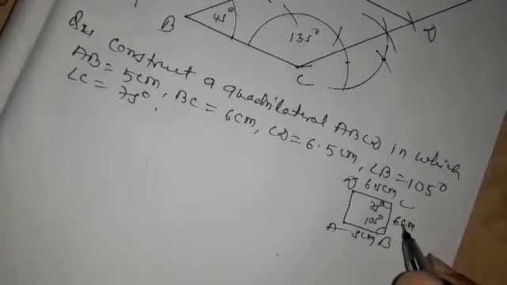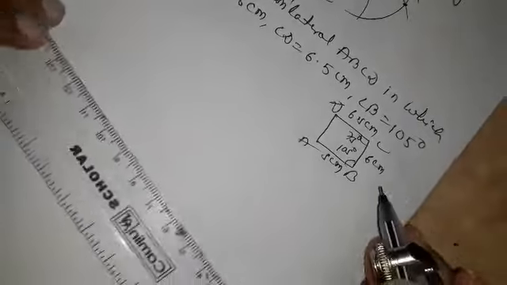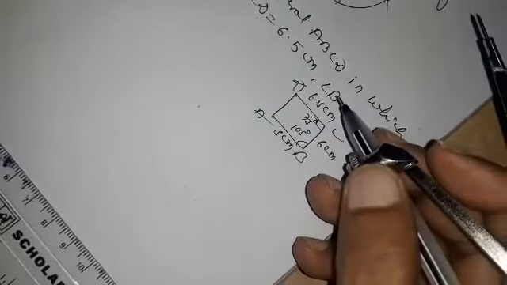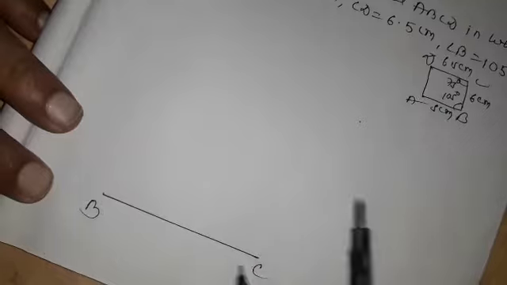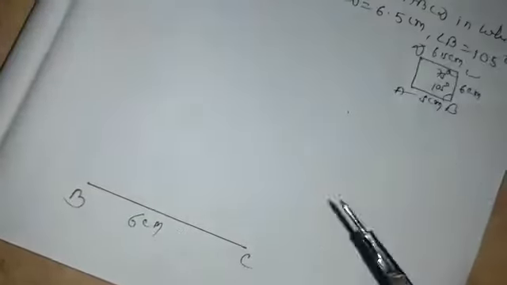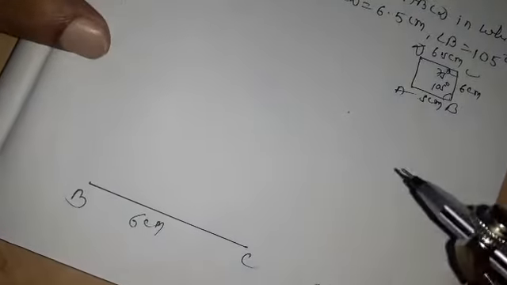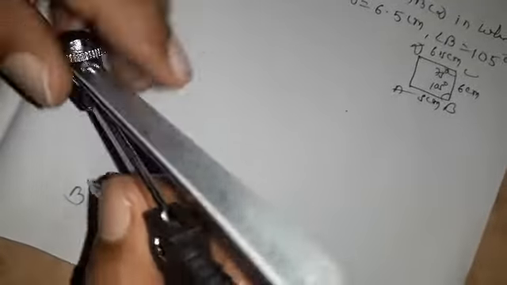So we will take BC as the base, because angle B and angle C both are given. BC is of length 6 centimeters, and at point B make an angle of 105 degrees.